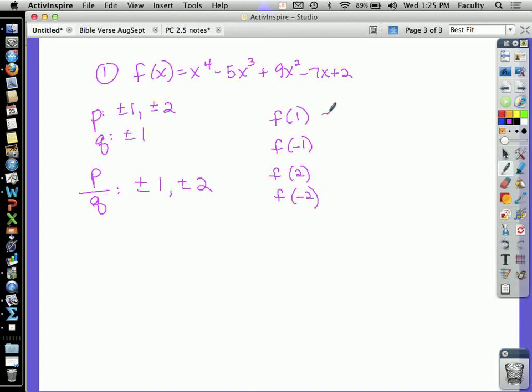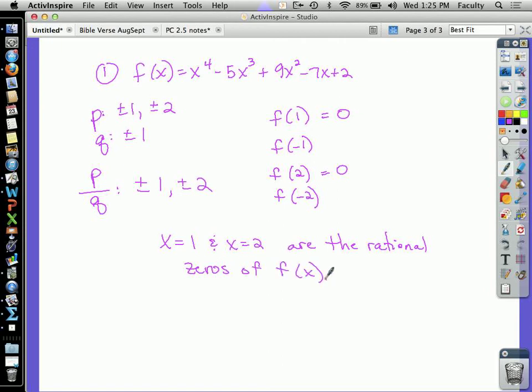So when I did these, I got x equals 1 and x equals 2 are the rational zeros of f of x. Are you guys getting it? 1 and 2.